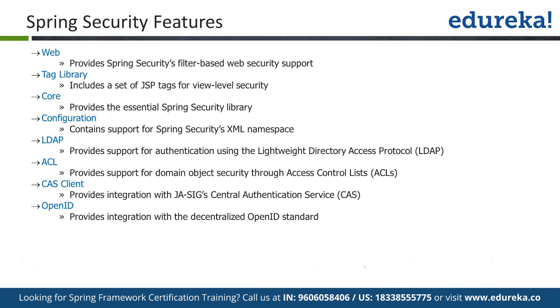Now, what are the different features we have in Spring Security? Web, which means web-based security. The Spring Web Security feature provides Spring Security's filter-based web security support. There is one filter class in the Spring Security API which works as a filter for your web application, and using that you can implement the entire security for your application. So that is the Spring Security web feature.